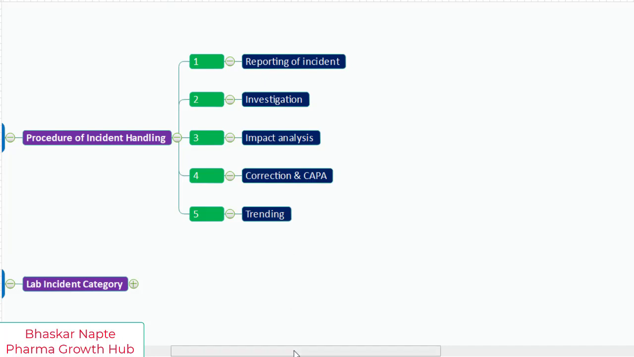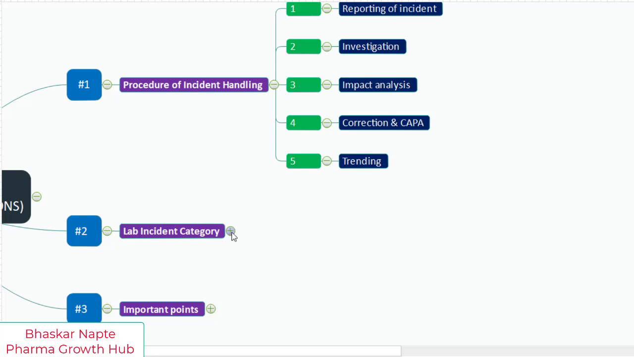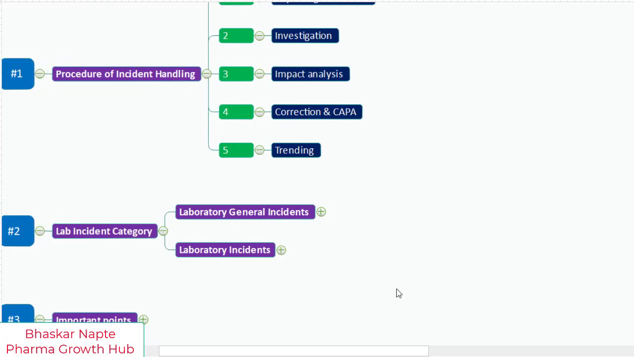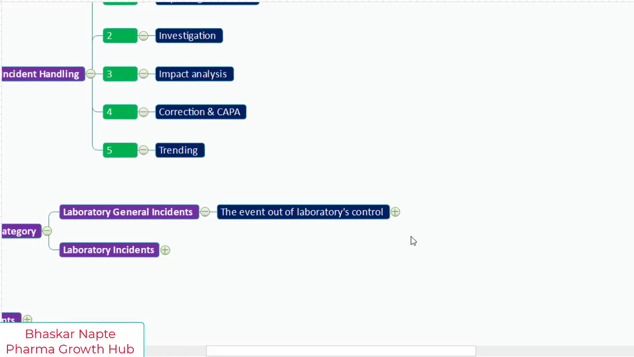Now let us categorize the incidents into two different categories. The first one is laboratory general incidents and the second is laboratory incidents. The purpose of categorizing is only to make the process easy for implementation. So what is the meaning of laboratory general incidents? The events or incidents which are actually out of the control of laboratories. So those events or incidents which are not in direct control of the laboratories. Would you like to see some examples? Let me show you over here.